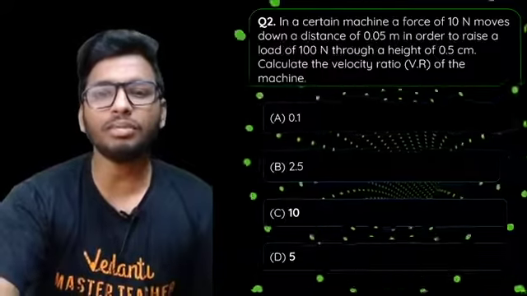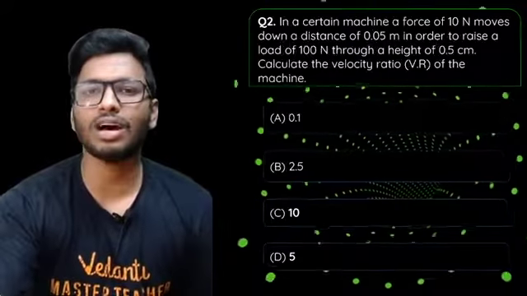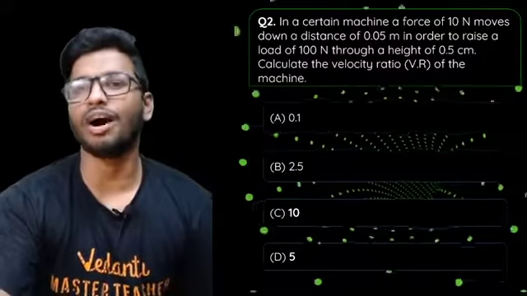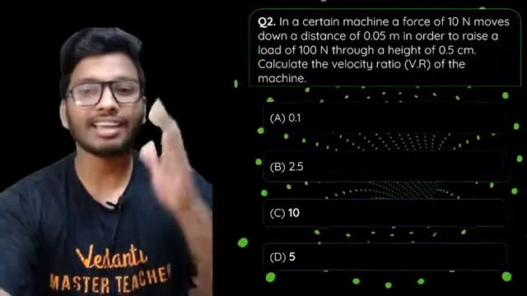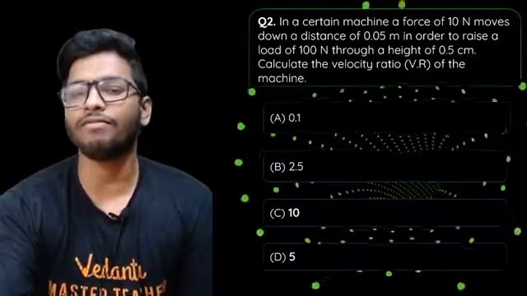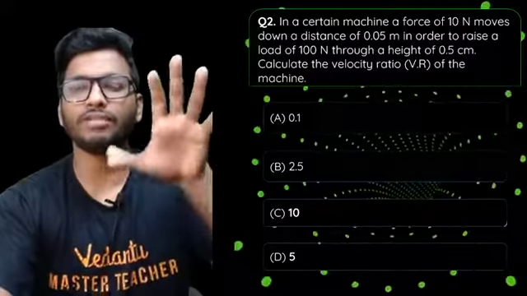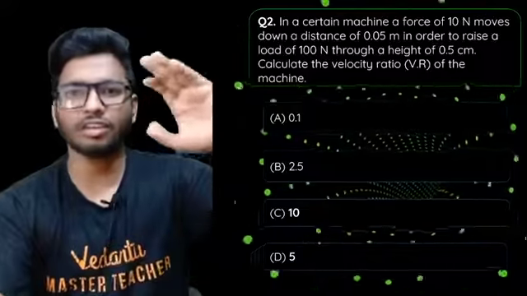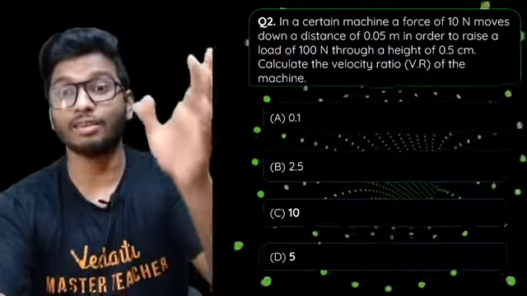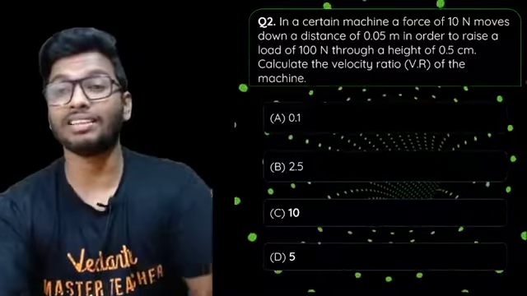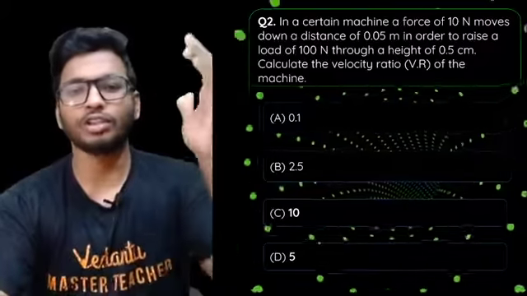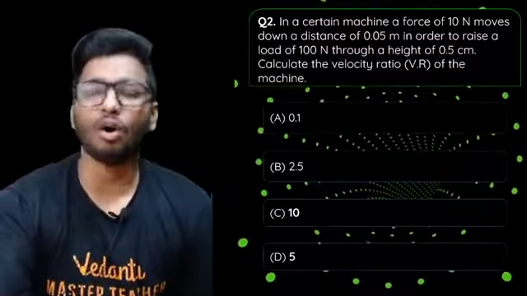Here we go. In a certain machine, a force of 10 Newton moves down a distance of 0.05 meter in order to raise a load of 100 Newton through a height of 0.5 centimeter. Calculate the velocity ratio of the machine. Is it 0.1, 2.5, 10 or 5? So they've given you the effort, the distance moved by the effort, the load, and the distance moved by the load as well. You're supposed to find out the velocity ratio.